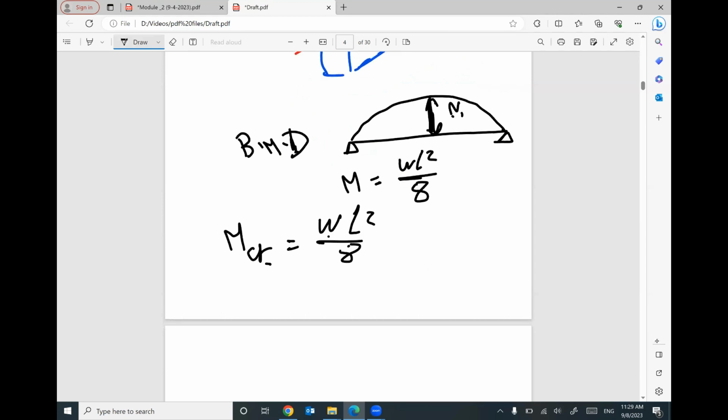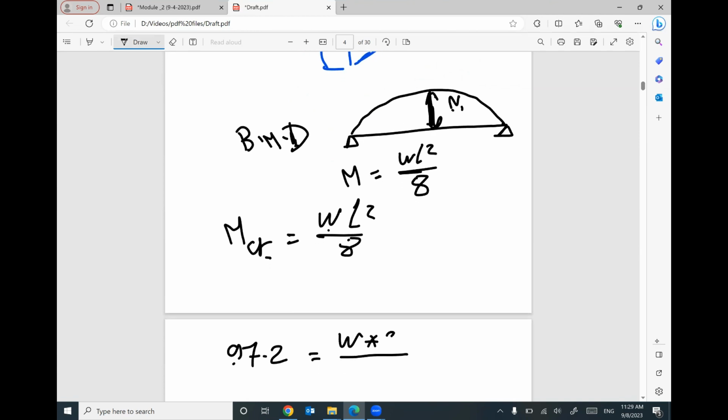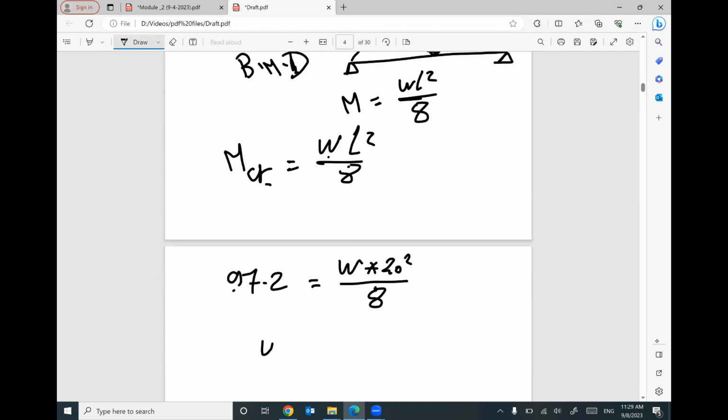So M crack equals 97.2. Your W is unknown. Your span of this beam equals 20 feet. So 20 squared divided by 8. The only unknown in this equation is W. I can figure it out. So your W will be 1.9 kip per foot.